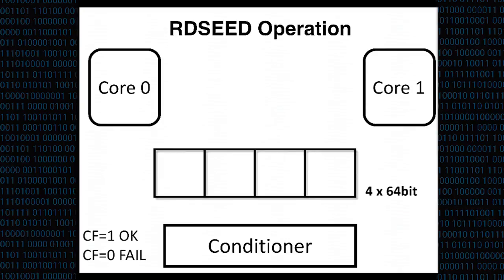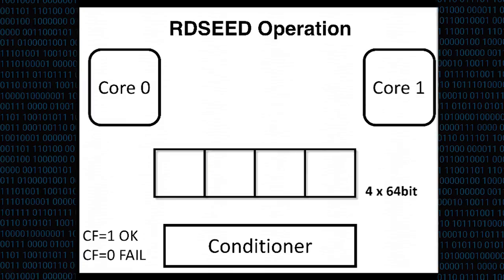This is our conditioner buffer. It has four 64-bit entries here, and this is coming from the conditioner. The other good thing here is that whenever a core performs an access to this data, there is a control flag that gets set. If it's one, then the request was okay, the random number was there and it gets returned. If the random bits were absent because they weren't generated yet, a zero is returned back to the CPU, and that's how this unit works.